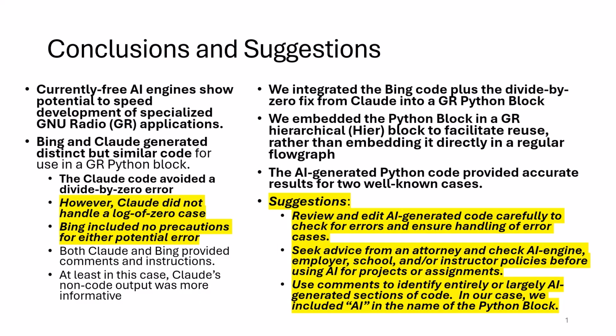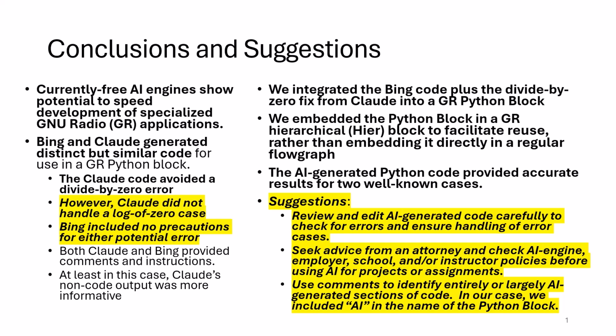Here are a few conclusions from what we just saw. Both Bing and Claude can generate Python code for use in GNU Radio blocks. Their outputs are generally similar, although not identical to one another. You will want to visually inspect, test, and debug AI-generated code to help ensure its accuracy and robustness, as well as security. In this case, Claude provided code to prevent one potential error, yet missed an equally predictable potential error. However, Bing did not provide any error checking or workarounds to prevent errors.